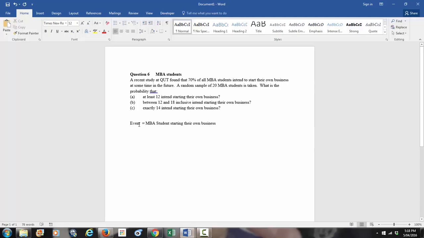So the event here is that the MBA student is starting their own business, but the variable we're looking at, and I'm going to use X because that's the common notation employed in this class, is the number of MBA students that start their own business. We want to answer questions surrounding X, where X is the number of events that are like a true-false situation. They either start their own business or they don't.